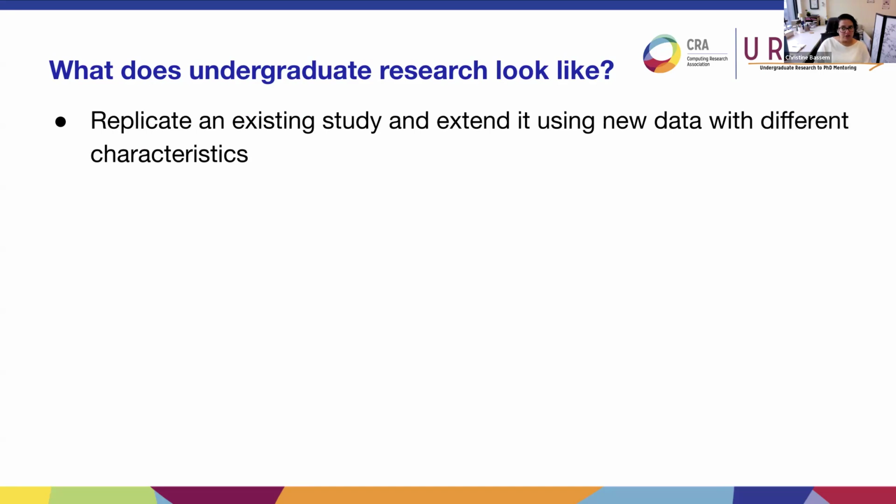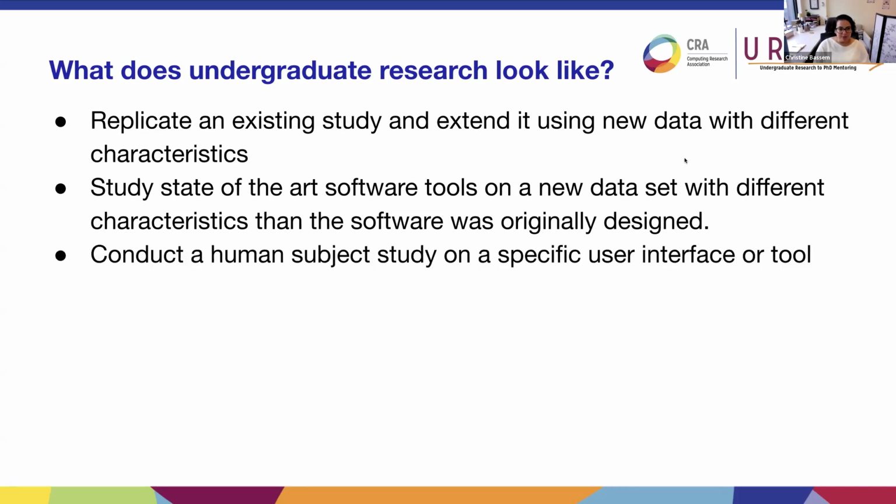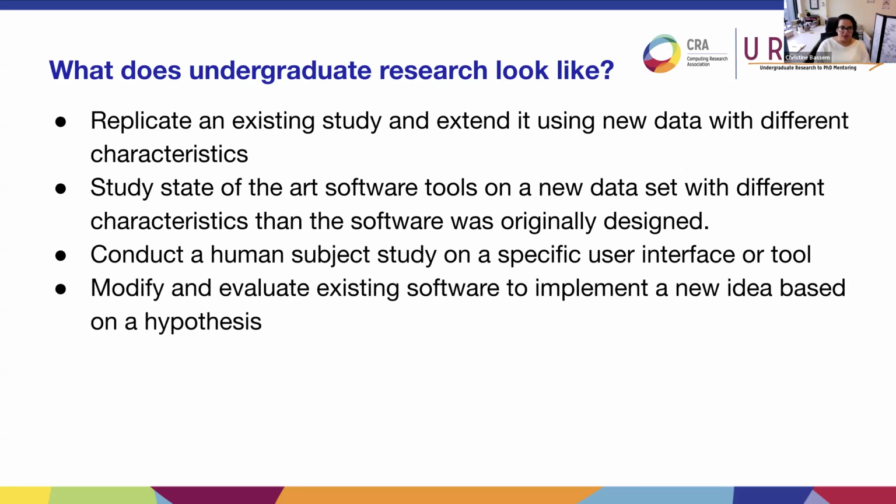And then it could be that you can also add to it. You can extend it. You can add to it. You can try it out with different data. Try it out with different assumptions. So this is considered research. What else? You could study the state-of-the-art software tools on a new data set with different characteristics than the software was originally designed for. Meaning what? Meaning that research in itself doesn't have to be in creating something new. It could be that you are trying out different new combinations of tools or solutions together to see how they would fit. That's also research. What else? You could be conducting a human subject study on a specific user interface or tool. So again, it doesn't have to be writing code. Research in computing is very big. It's huge. You can do so many different things.